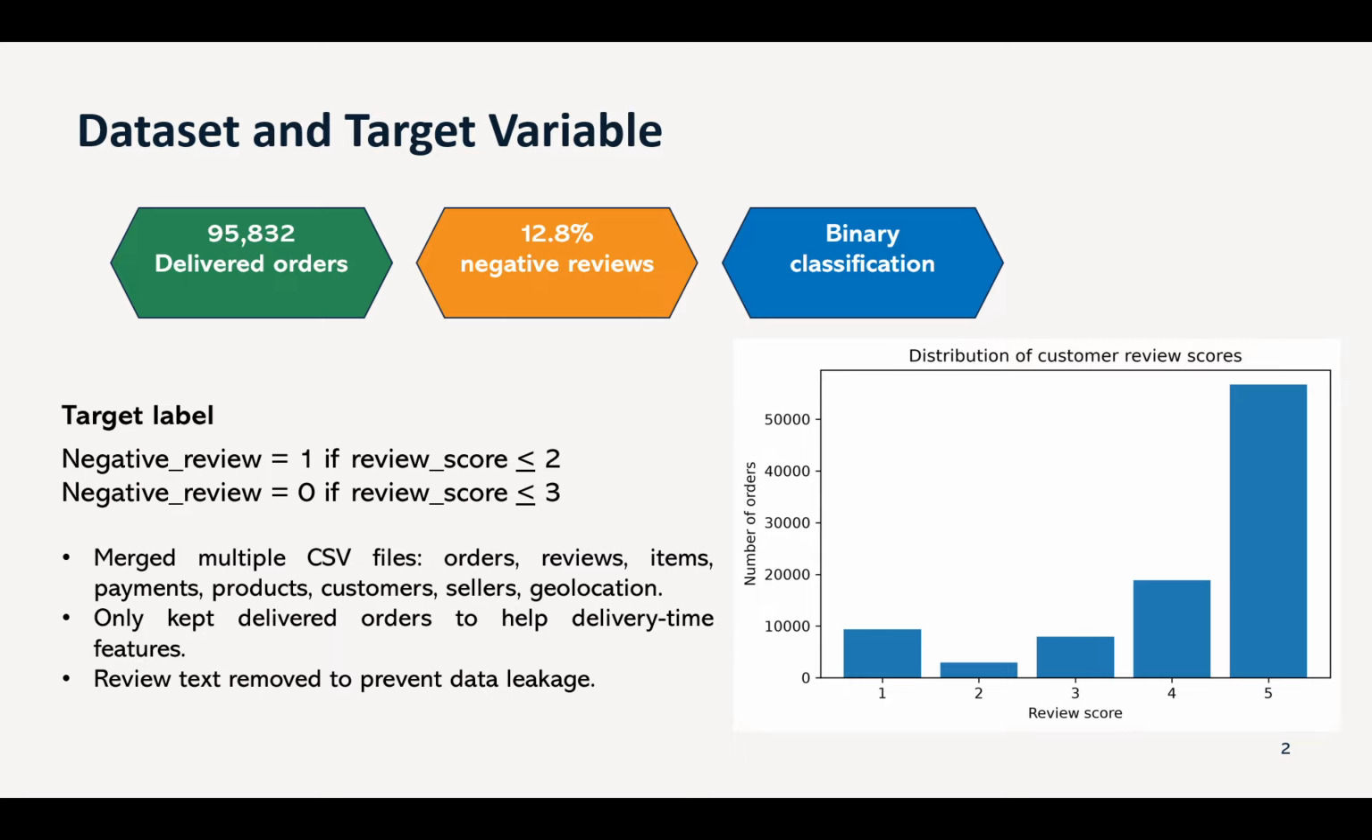The target variable was created from the review scores. Reviews with scores 1 or 2 were labeled as negative reviews, and scores 3, 4, or 5 were labeled as not negative reviews. The negative review rate was 12.8%, so the dataset was imbalanced.